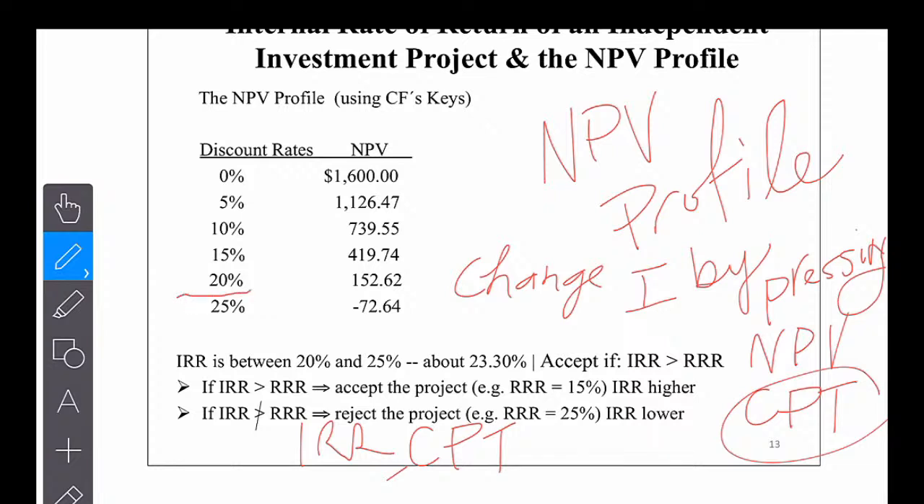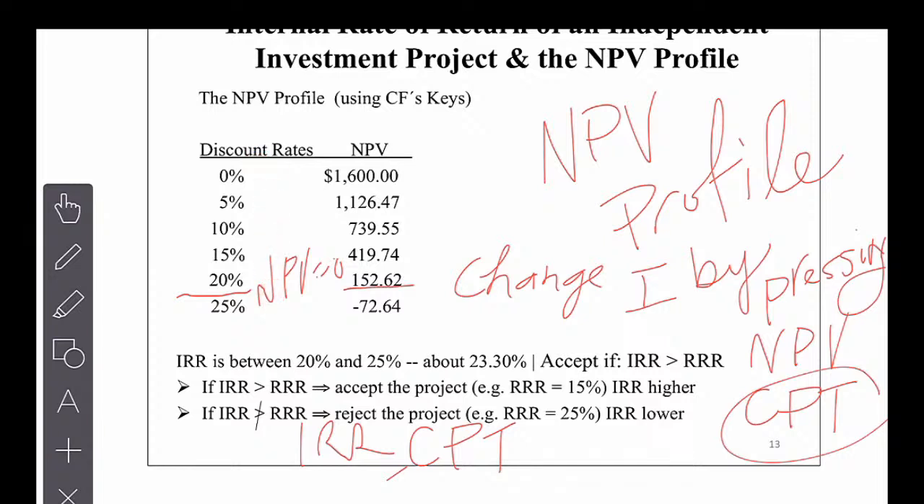here, NPV is 0. NPV is 0 somewhere between 20 and 25. And this is what the calculator will realize. Okay, so the calculator will put these in. So you're replicating what the calculator does.